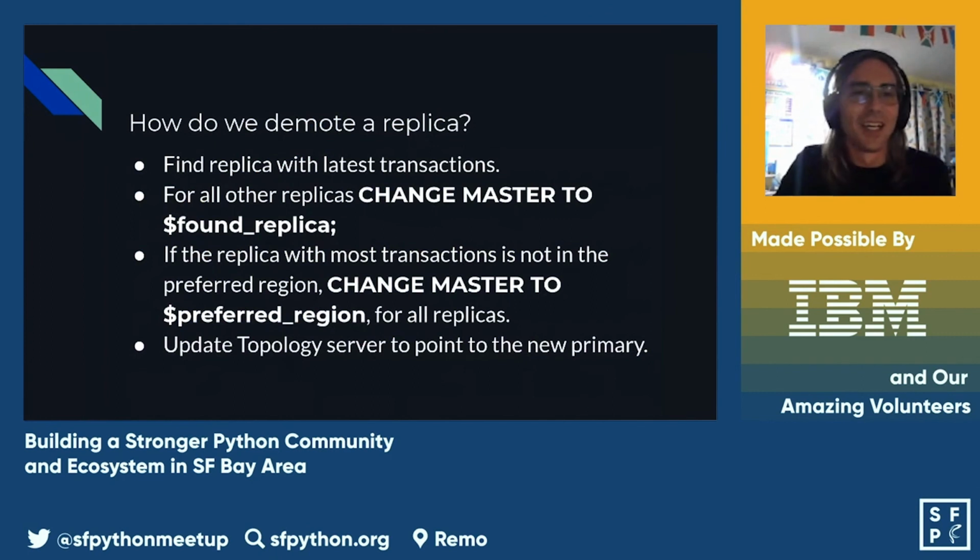So how do we demote a replica? You may not be familiar with MySQL, or it kind of just seems kind of hand wavy. I didn't cover this in the pseudocode because it'd be a pretty involved process, but the gist of it is that we need to find the replica with the latest transaction, ensure those transactions are replicated to other members of the group, and then, if necessary, promote a replica in a preferred region, one with the lowest latency relative to our applications. Once all this is complete, we can change the topology service to point to the new primary.